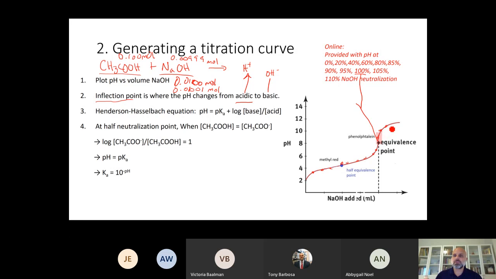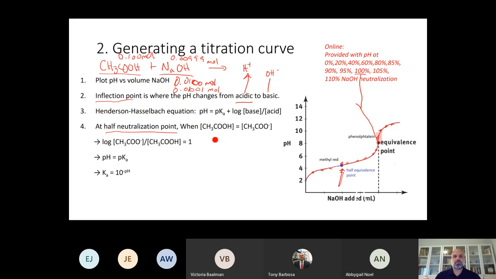We have this full titration curve that we've generated, and we can then use the data from the graph and the Henderson-Hasselbalch equation to calculate our pKa, right? Because we know at the half neutralization point that we're talking about here, right? The half neutralization point is this point here, where we basically have 50% of the acetic acid neutralized by the sodium hydroxide.